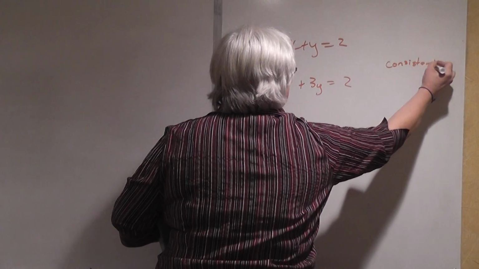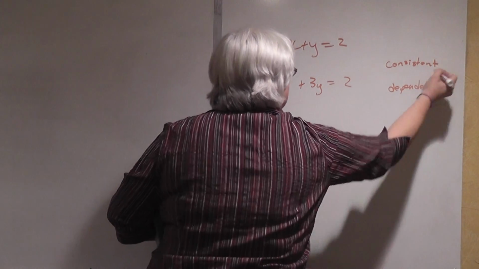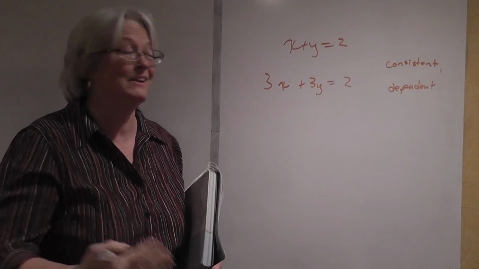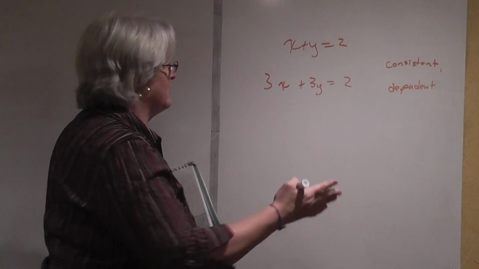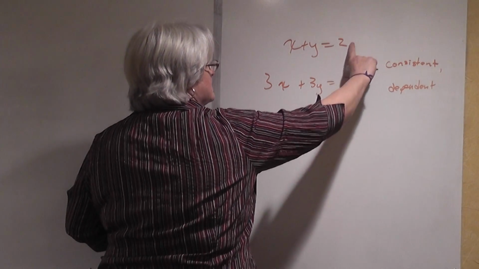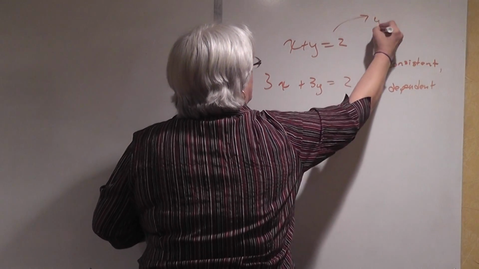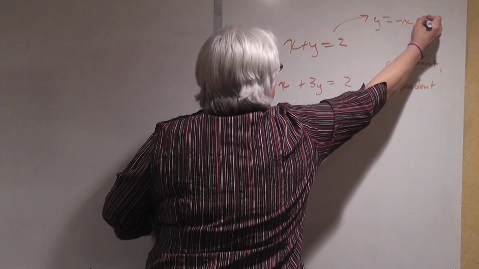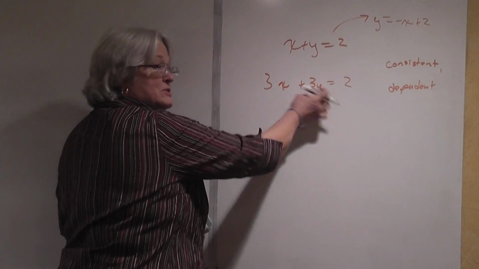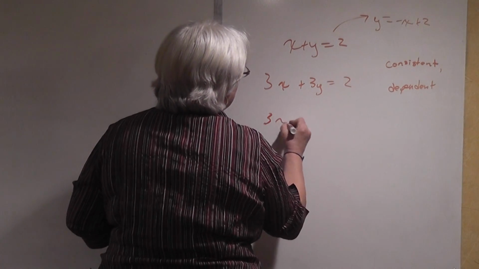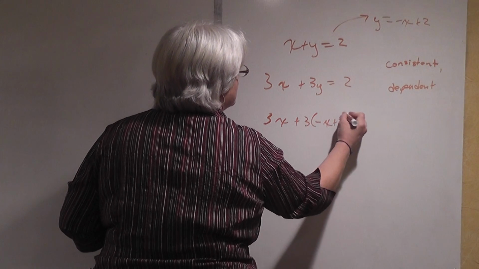Means that it's consistent, but it has an infinite number of solutions, meaning that it is dependent. Well, how can I tell that this is a dependent system of equations? Let me go ahead and substitute again. I'm going to say here that y is negative x plus 2. I'm going to take this value for y, substitute it in for this y. 3x plus 3 times the opposite of x plus 2.